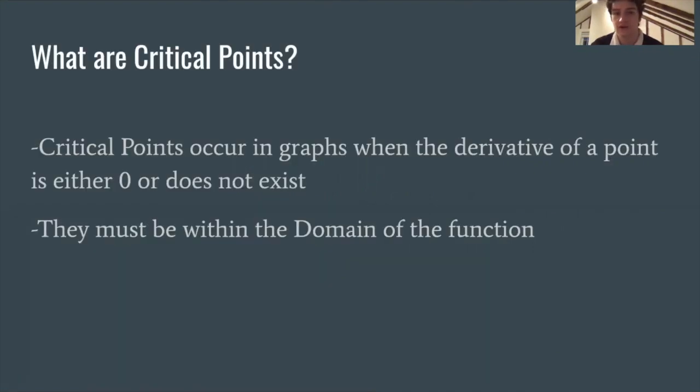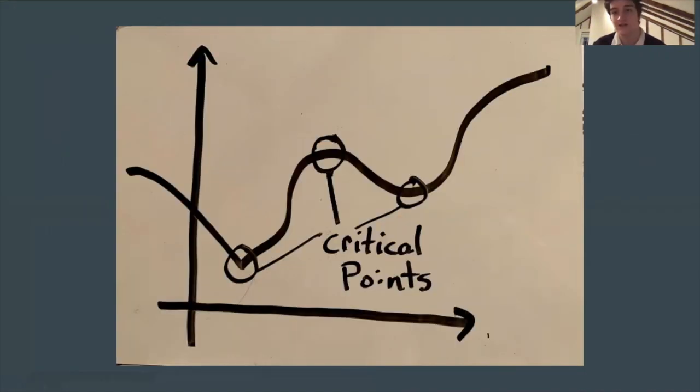Critical points occur in graphs when the derivative, or the slope of a graph at a certain point, is either zero or does not exist. They also have to be within the domain of a function, so appear on the graph of the function. All right, let's look at an example.